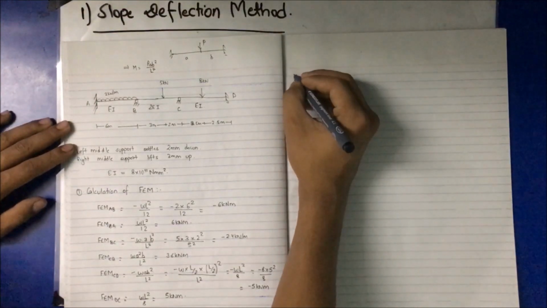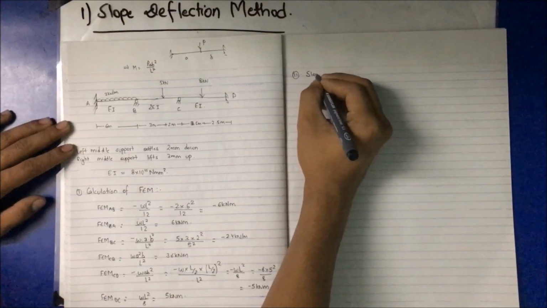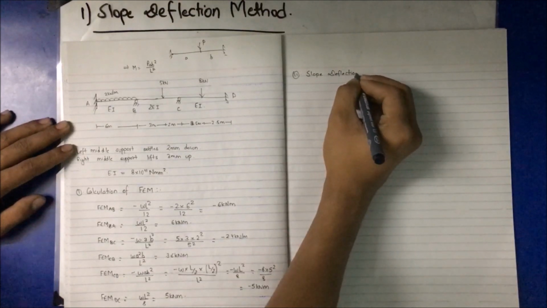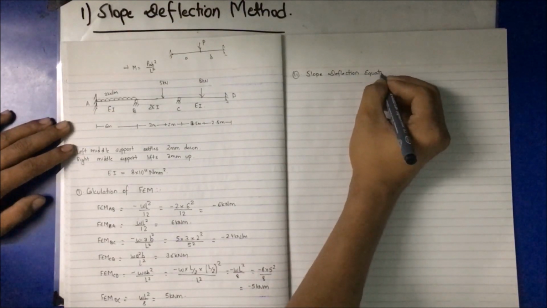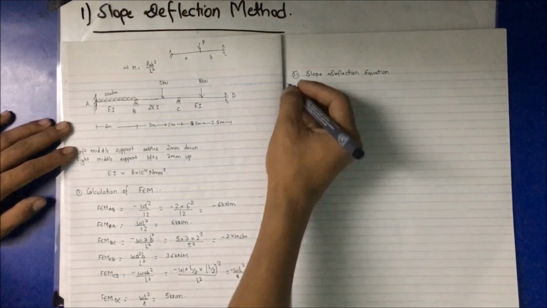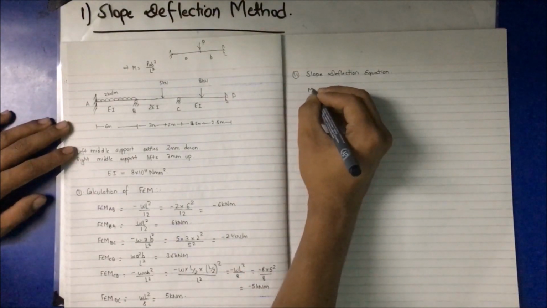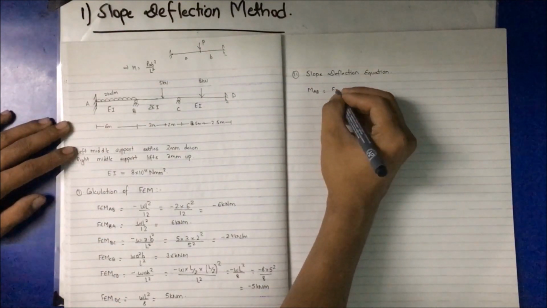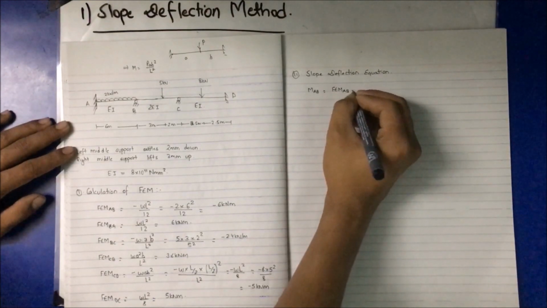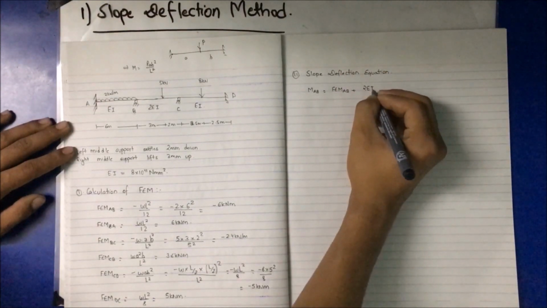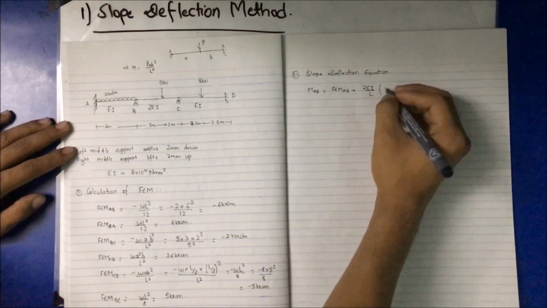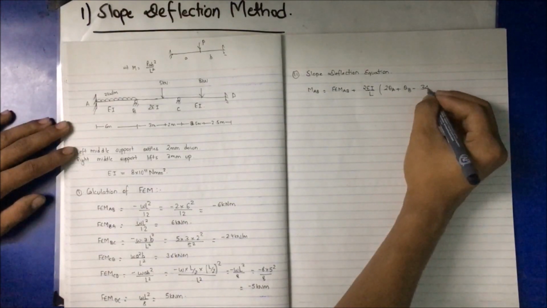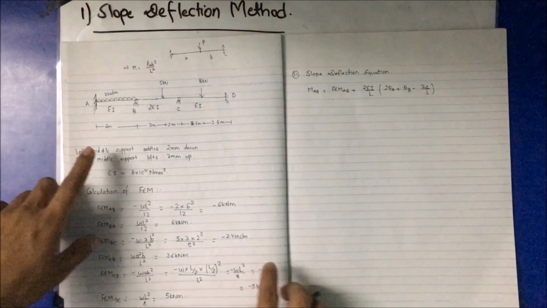Now the next step is to find slope deflection equation. Okay, and the slope deflection equation, as I have already discussed earlier, for AB member MAB, it will be fixed end moment of that member plus twice EI by span length by 2 theta A plus theta B minus 3 delta by L, where delta is the deflection.